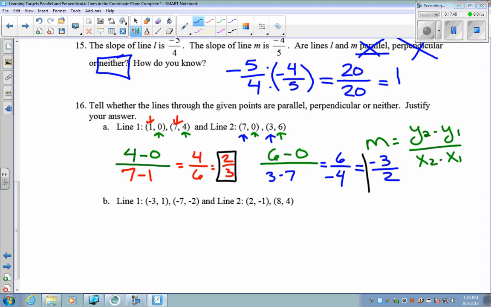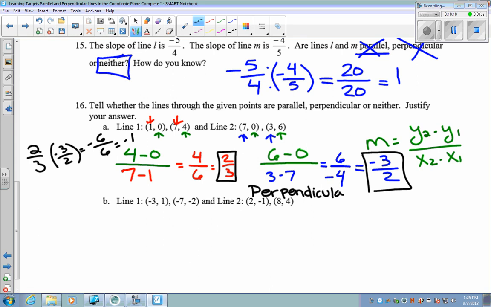So take a look. Are they parallel? No. Always start with parallel. They're not the same, so they're not parallel. Are they perpendicular? Well, I do see that the numbers have flipped, and I do see the signs are opposite, but let's go ahead and multiply them just to double check. 2 times -3 is -6. 3 times 2 is 6. They reduce to -1. They are indeed perpendicular, because the slopes are opposite reciprocals and they multiply to -1.